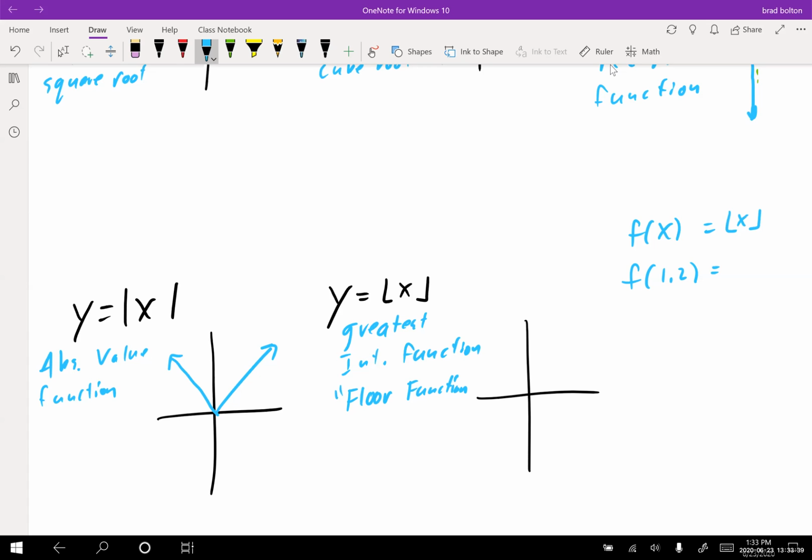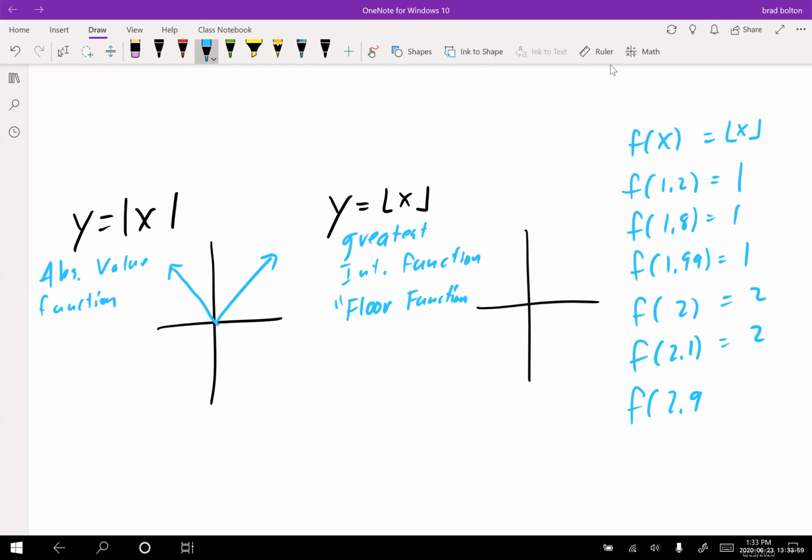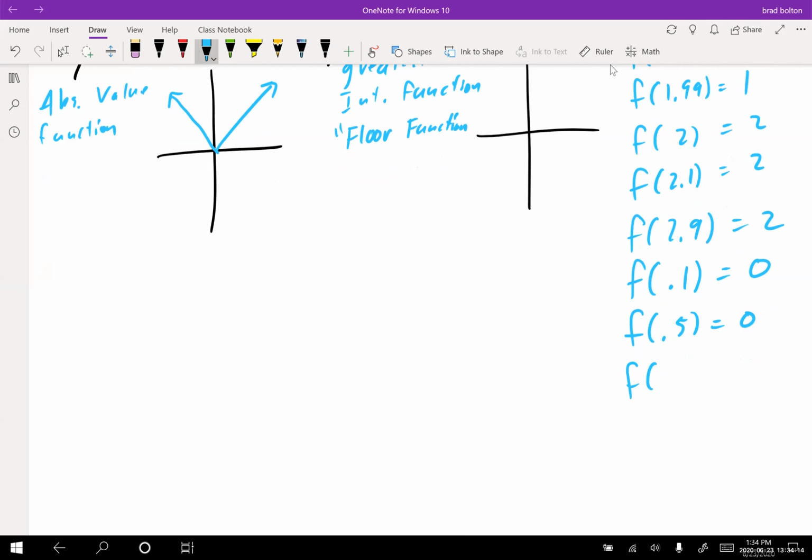So 1.2 is going to become 1. f of 1.8 is going to become 1. You always round down to the next integer. So f of 1.99 is going to become 1. Now, f of 2 equals 2, and f of 2.1 equals 2. But then also, f of 2.9 would equal 2. You see how that works? That also means f of 0.1 equals 0, f of 0.5 equals 0. And what does f of 0 equal? f of 0 equals 0.